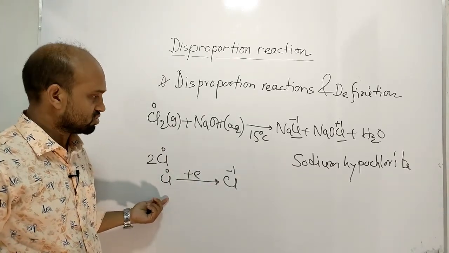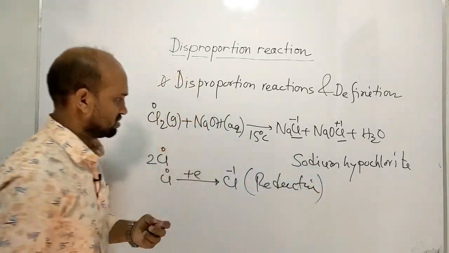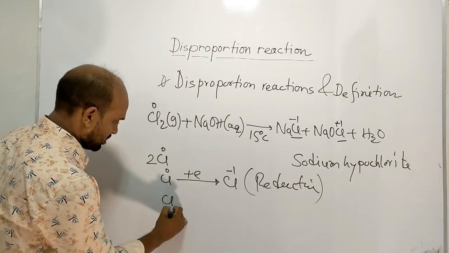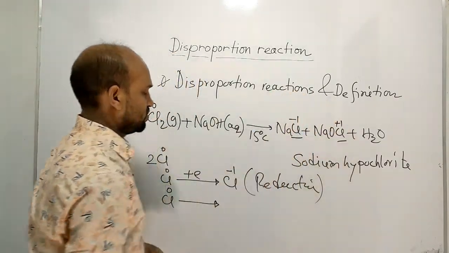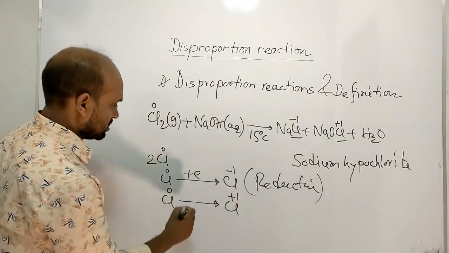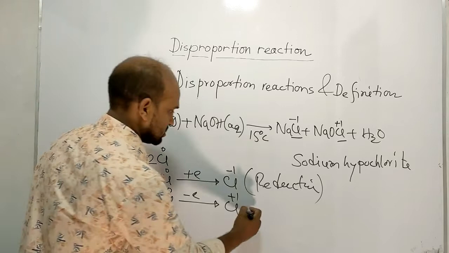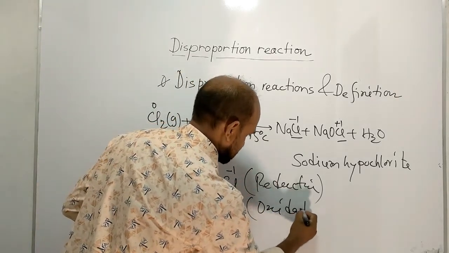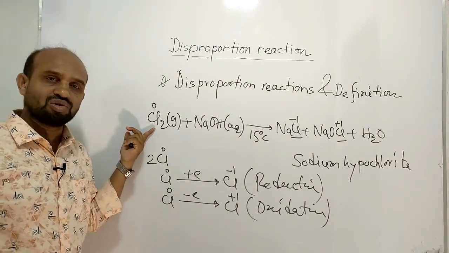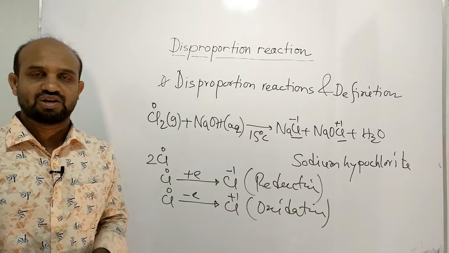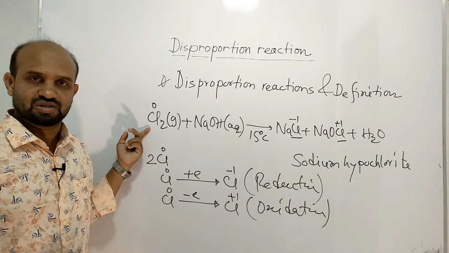Acceptance of electrons is termed reduction. And another atom of chlorine with 0 oxidation number is changed to +1, releasing one electron, and loss of electrons is termed oxidation. So this is the reaction where chlorine undergoes oxidation and reduction at a time. So this is a kind of disproportionation reaction.